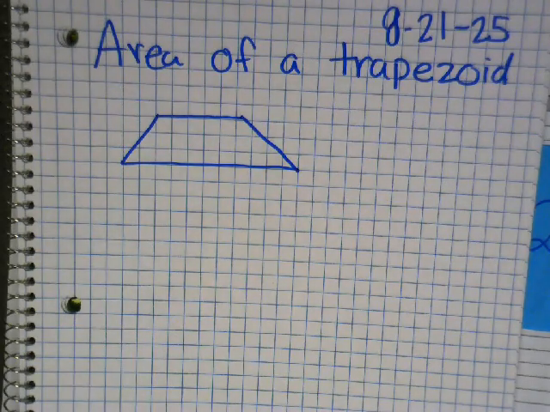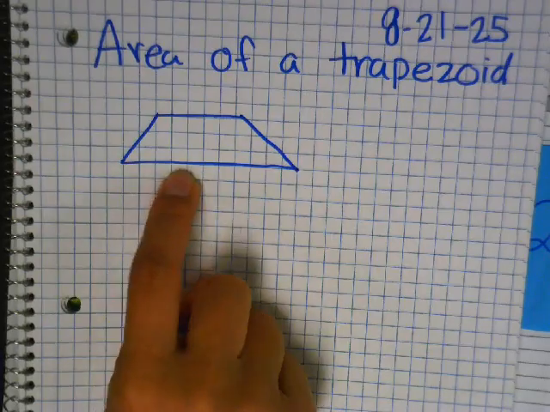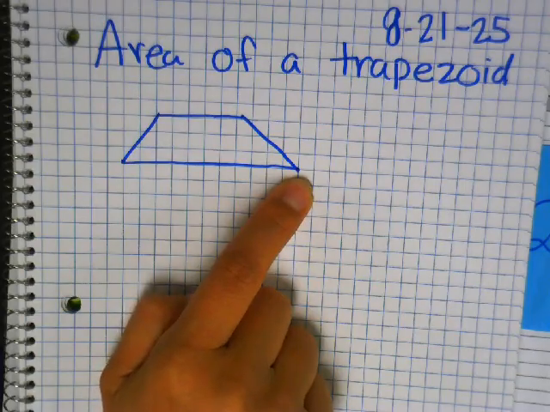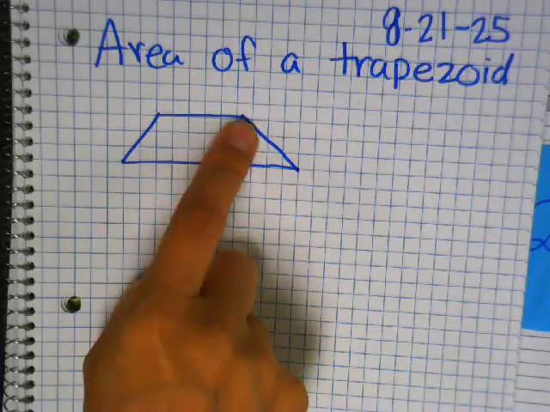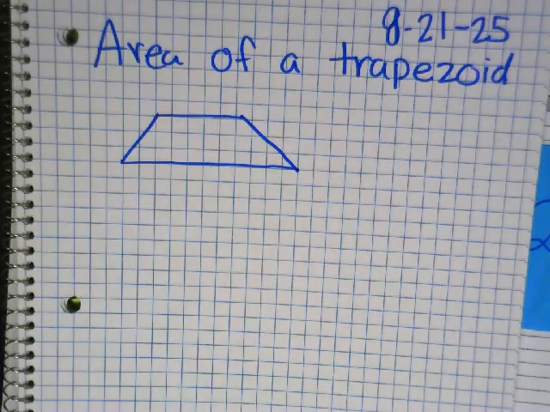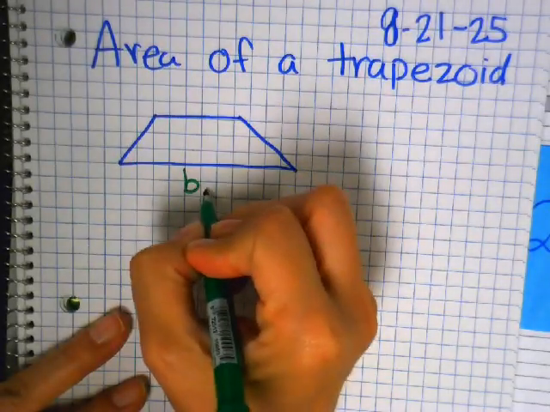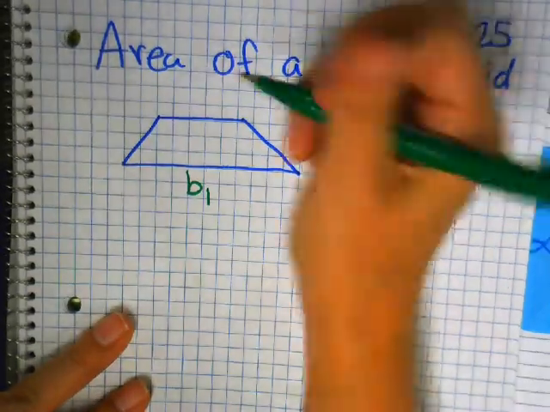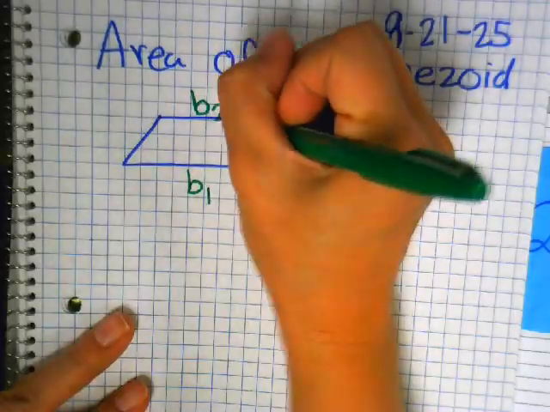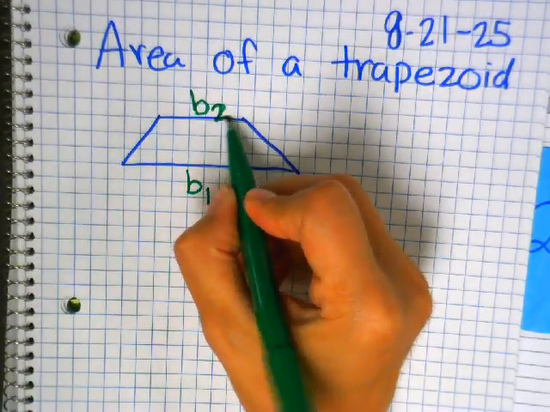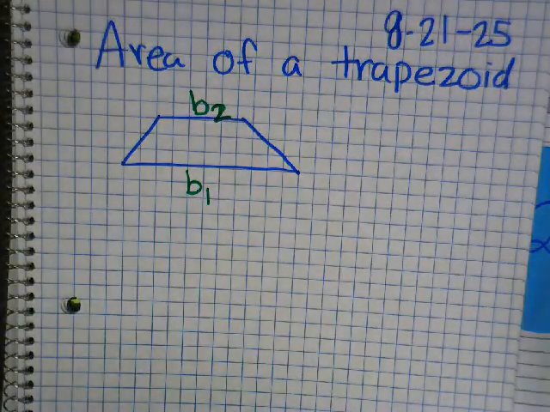Okay. Does anybody know what we call this part of the trapezoid? Does anybody know what we call this one? Yeah, okay, it's coming back. I like it. Yes, I heard it. So this is called base 1, and this one's called base 2. That's a 2, because there's 2 bases on a trapezoid.